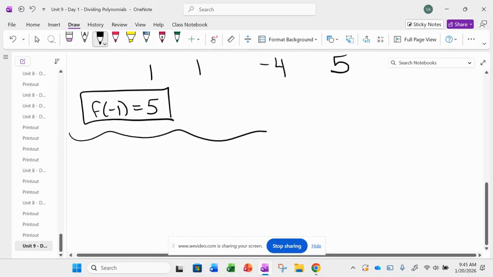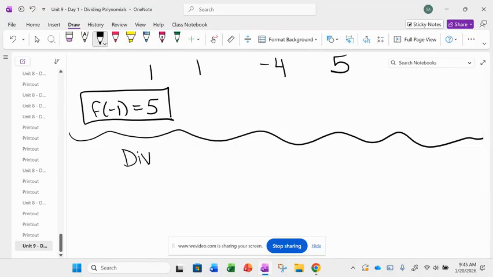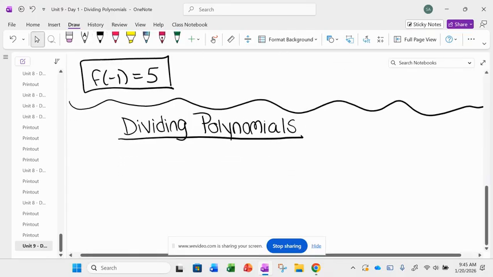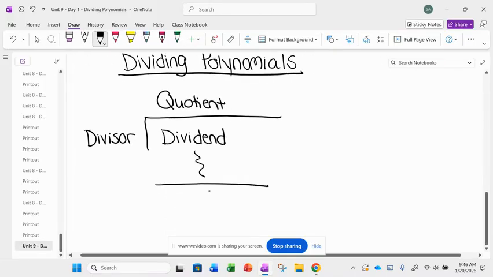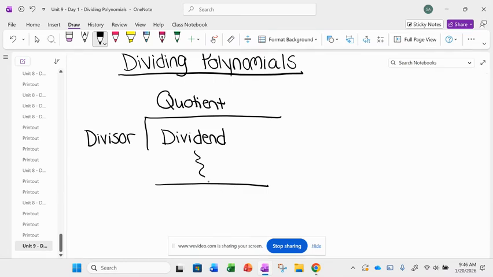Okay, so new lesson. We're going to be dividing polynomials. So when we're dividing polynomials, each expression has a name. The expression that goes into the house is called the dividend. The expression that's on the outside is the divisor. The answer we get once we divide is the quotient. And let's say it doesn't go evenly and you're left with something at the end. What is that called? The remainder. You got it.